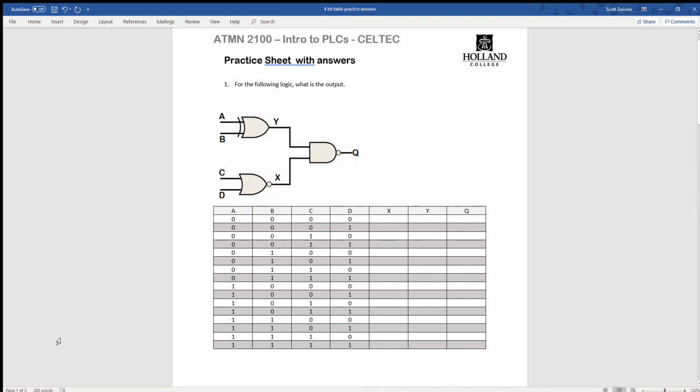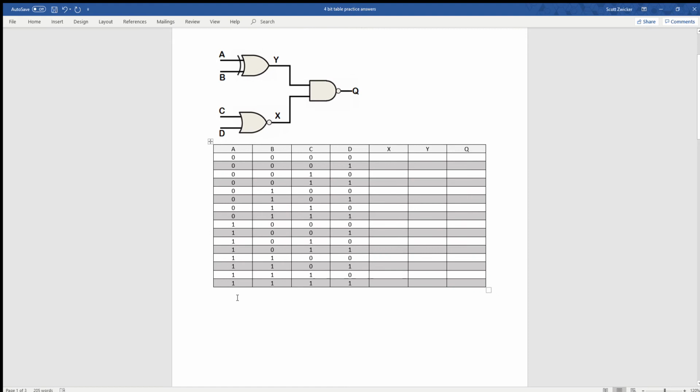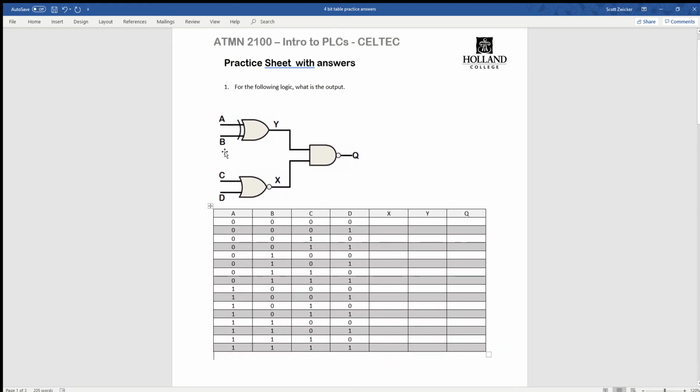How you doing? I thought I'd show you how to do one of these 4-bit multiple gate tables. They're actually not too bad once you get the hang of it. And it's all just about breaking it down into manageable pieces. So what we'll do is we'll actually just look at the exclusive OR gate and its output. Then we'll look at the NOR gate and its output. And then we'll look at those two outputs and compare those into the NAND.